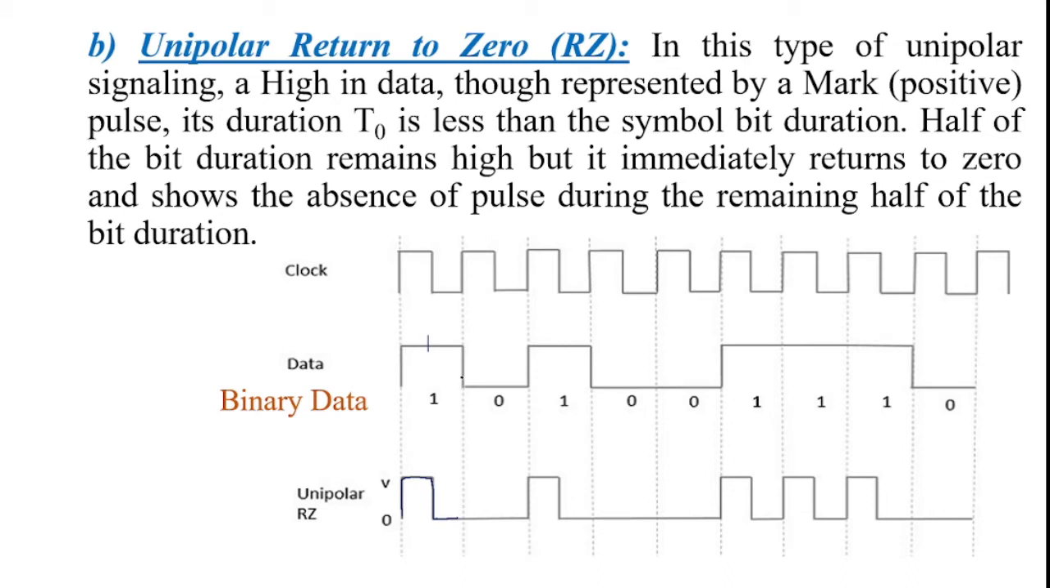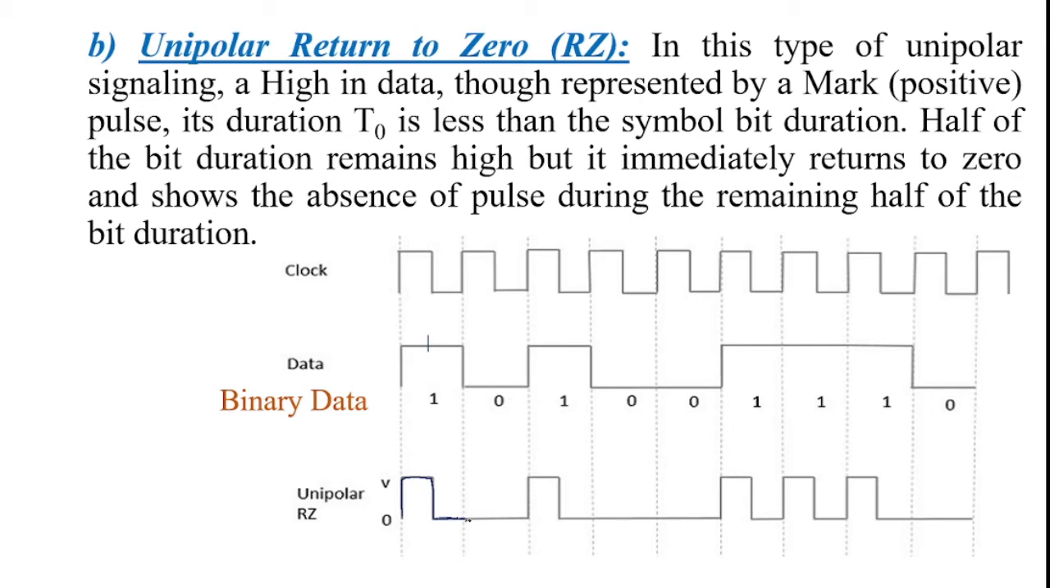So now here is the concept of unipolar return to zero. A high in data is represented by a positive pulse, its duration T0 is less than the symbol bit duration. Because of that, for this high in data, half of the bit duration remains high, and the remaining half of the bit duration is the absence of the pulse. And this is the low in data, meaning there is no pulse. And this is low in data.